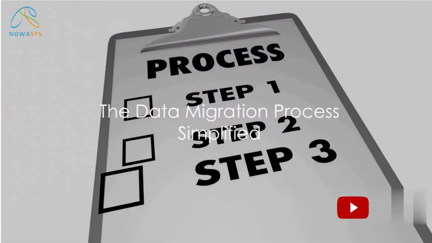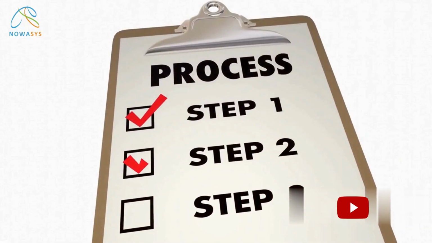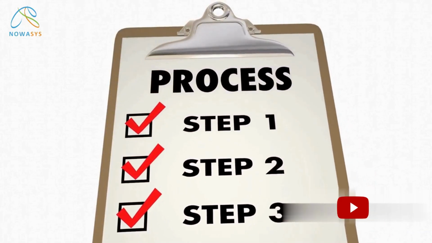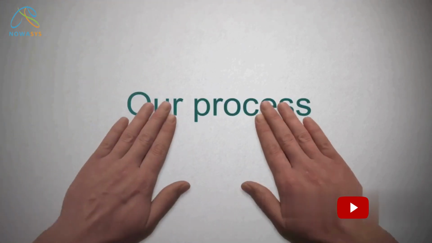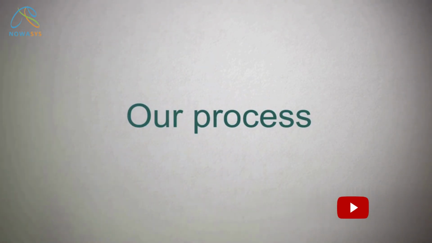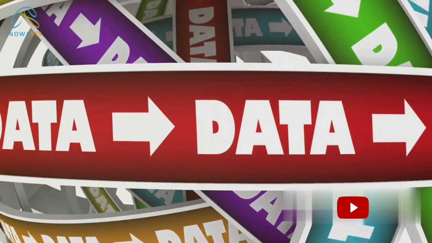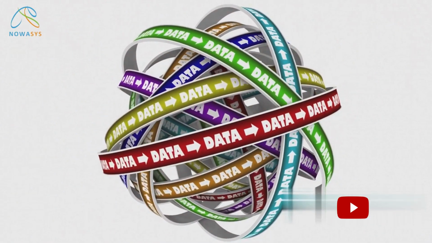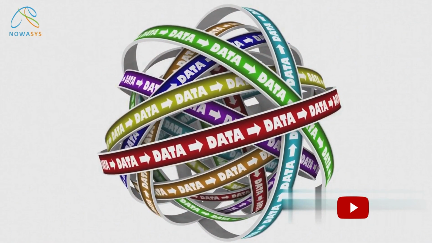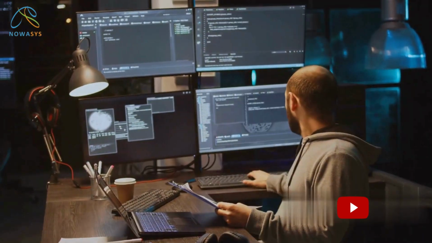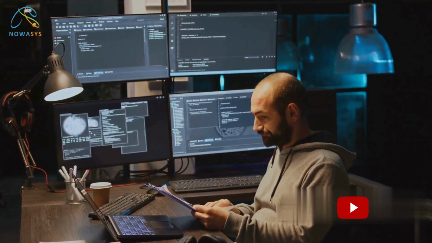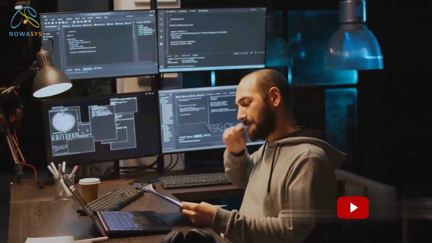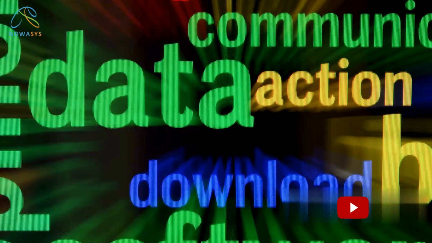Onwards we go. Data migration might seem complex, but it can be broken down into simple, manageable steps. Let's start with the first one, planning. This is where we identify the data we want to transfer and decide on the tools we'll use. This might involve a thorough audit of the existing data, understanding its structure, quality, and relevance. It's also the time to pick the right tools for the job, tools that can handle the size and complexity of our data without a hitch.